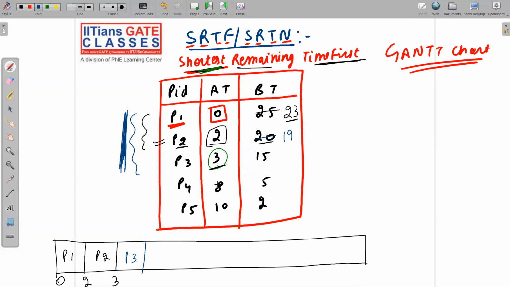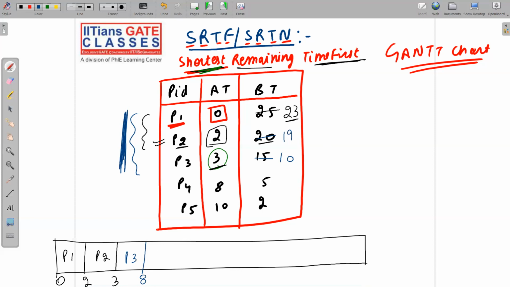Till what time will P3 be executed? Till time 8, because at time 8 P4 comes into the picture. So it will be executed till 8. 8 minus 3 is 5, so P3 has been executed for 5 units. Finally, its remaining time will be 10.